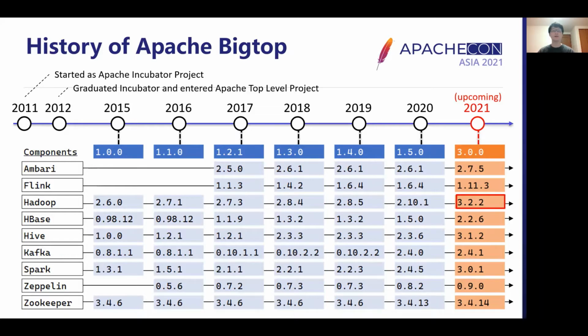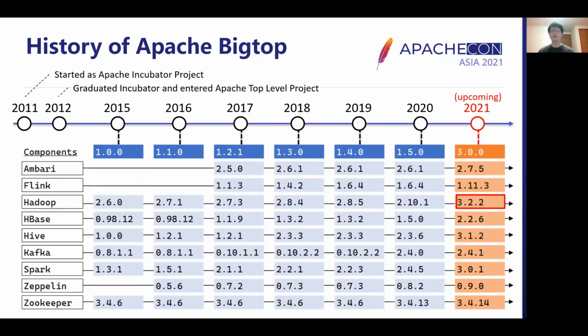The next version number of Bigtop is 3.0. This is because our component stack is based on Hadoop 3 from this version. The first Hadoop 3 was released in 2017, but we couldn't catch up with it for a few years. So it's a great leap for us.